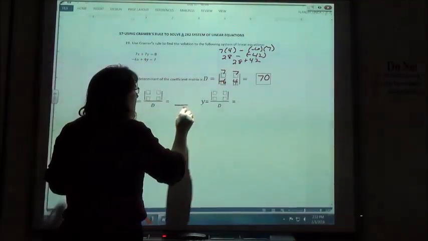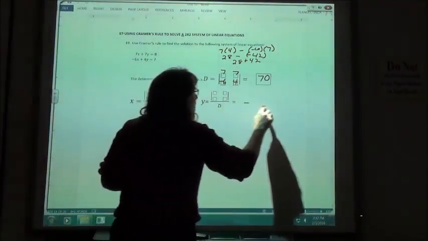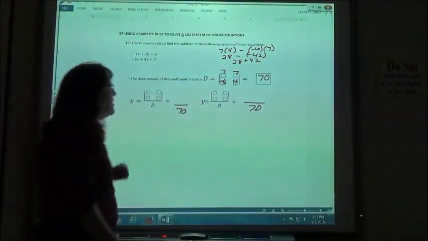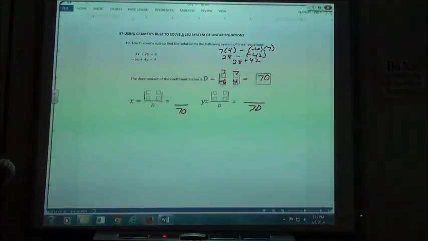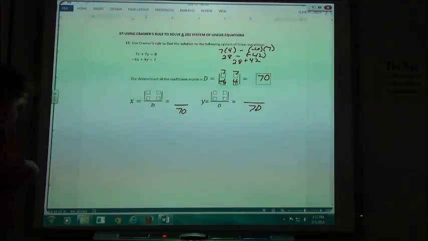So that I don't forget, I'm going to put this fraction bar and the 70 underneath so that I remember that's going to be part of my answer for x and y.